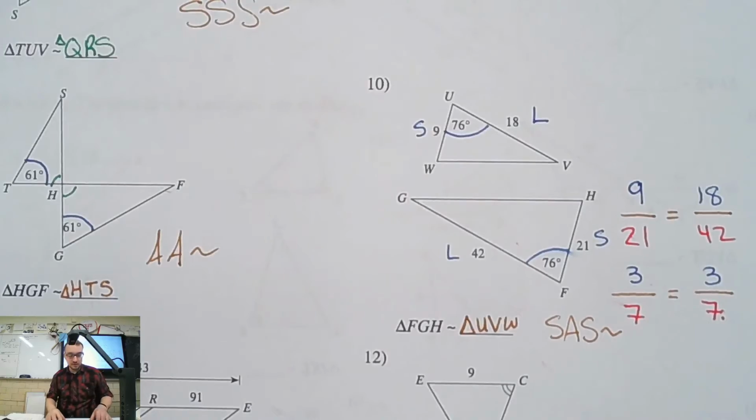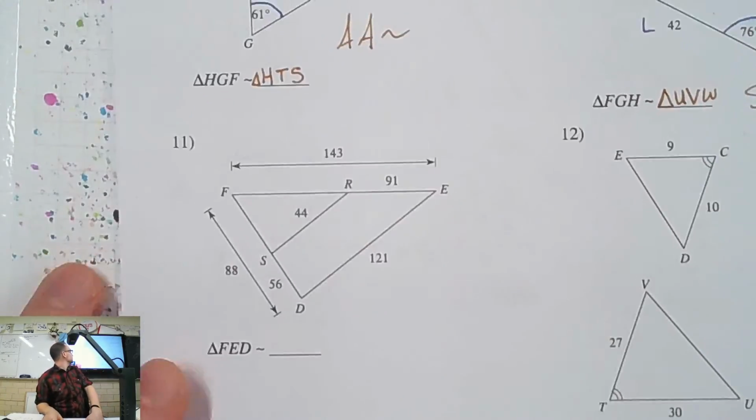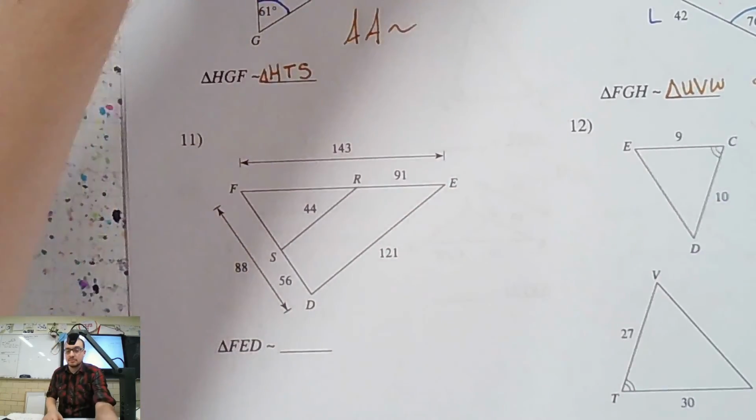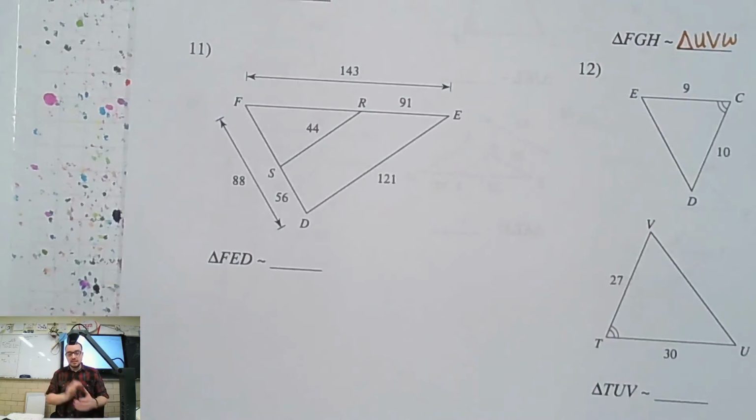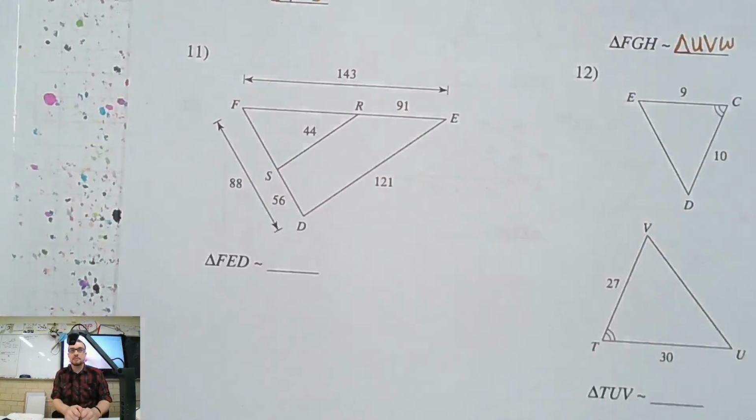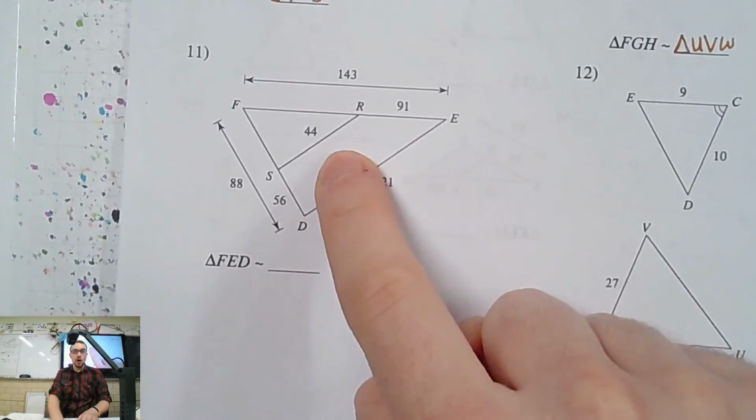Number 11. How many triangles do you see in number 11? Two triangles. We got a small one and a big one. Small one, and then the big thing, right? Is this a triangle? No.